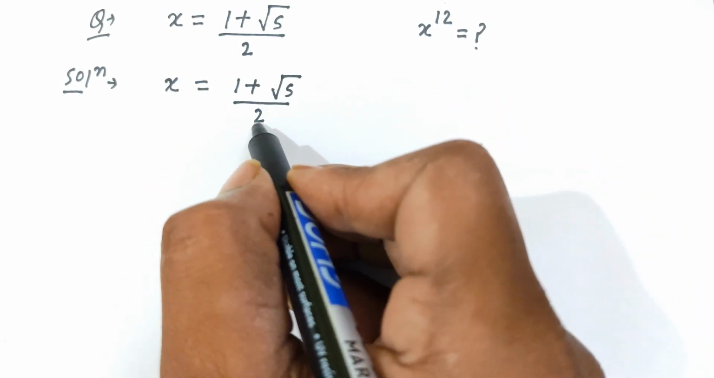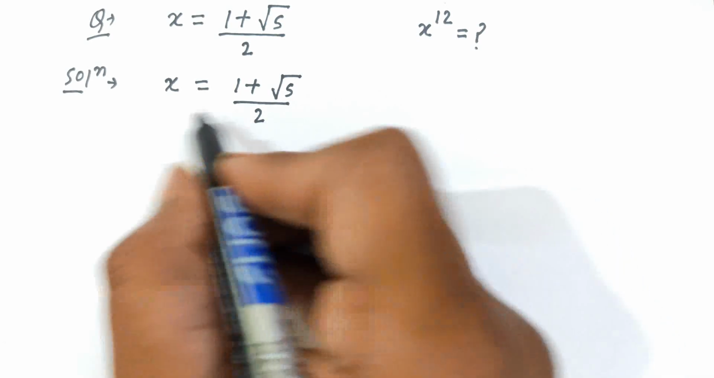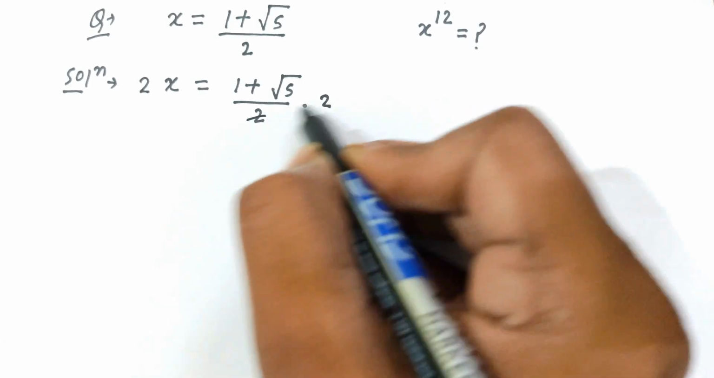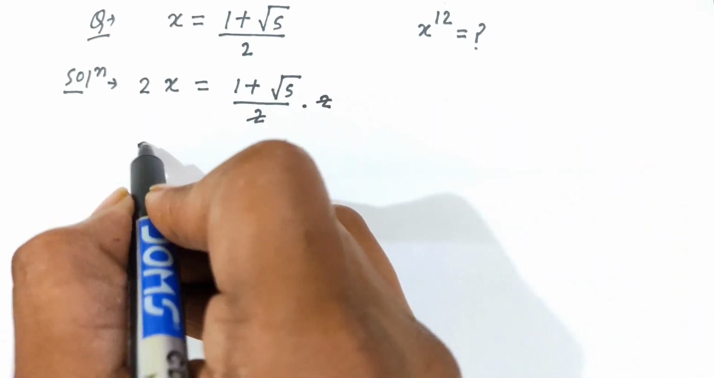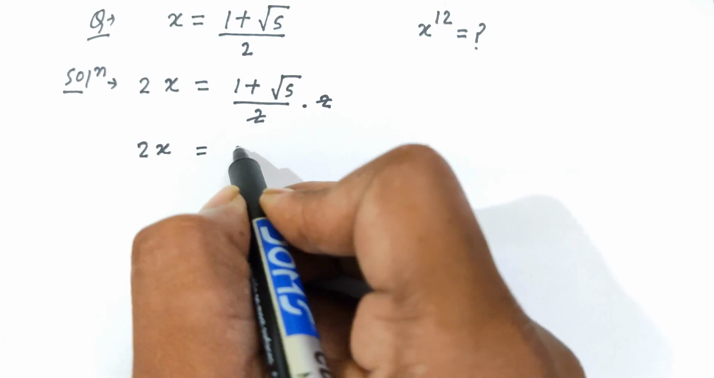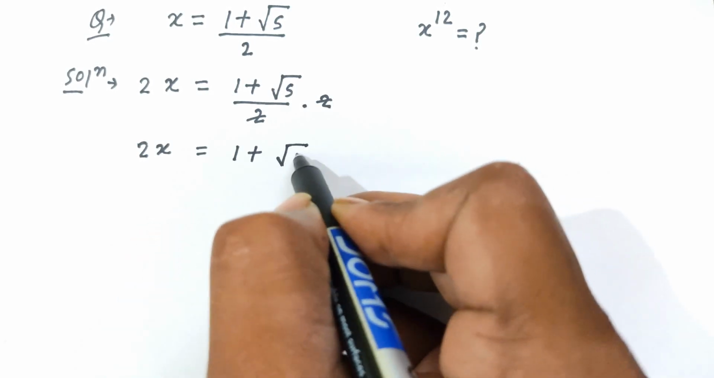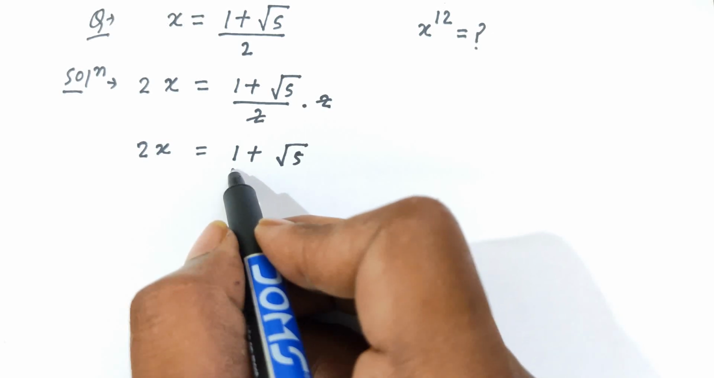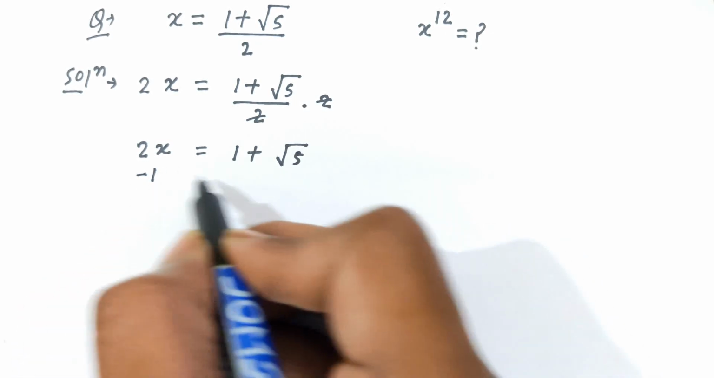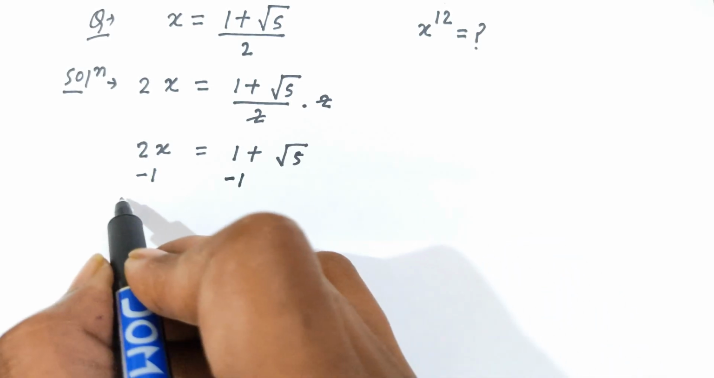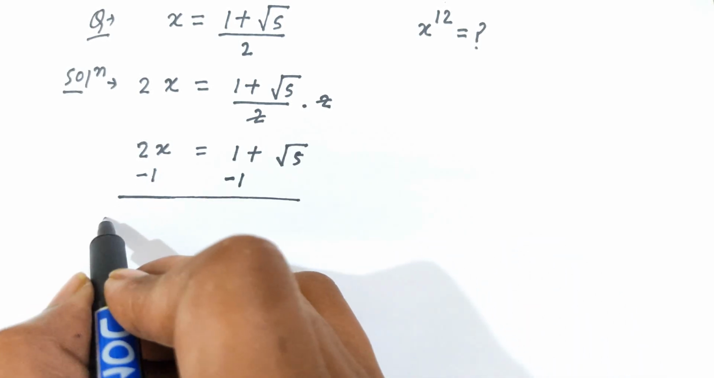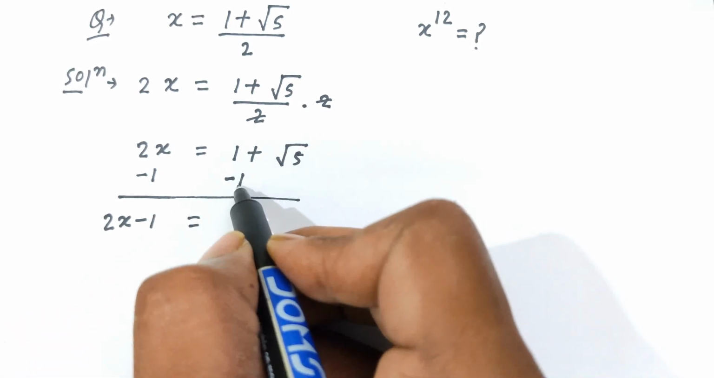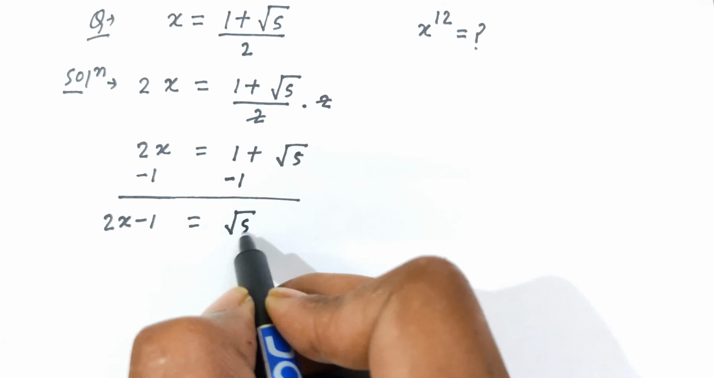Here its denominator part is 2. If we multiply both sides by 2, then this 2 and this 2 are cancelled out. So on the left hand side is 2x, and this is equal to 1 plus square root of 5. Now on the right hand side is plus 1. So if we subtract 1 from both sides, then on the left hand side is 2x minus 1, and this is equal to plus 1 and minus 1 is cancelled out, so here is square root of 5.